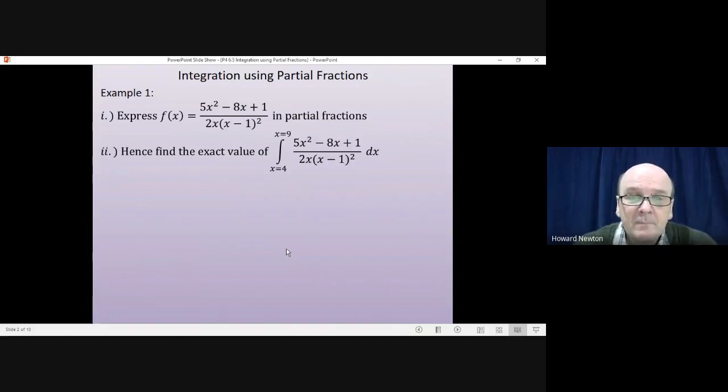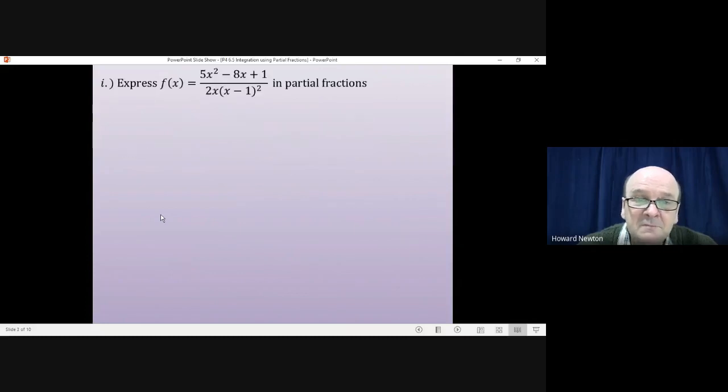So, part 1, express (5x² − 8x + 1) / (2x(x − 1)²) in partial fractions. And then once we've got the answer to that, we'll be using that answer in order to find this integration. But we'll just look at part 1 first of all. Now, it's an atypical case, so I'll get you started and then let you try and finish the question.